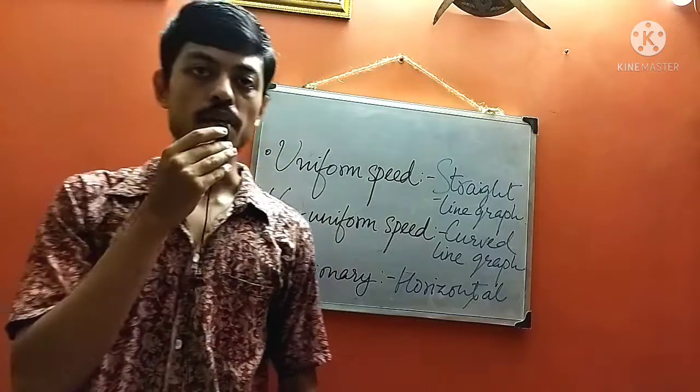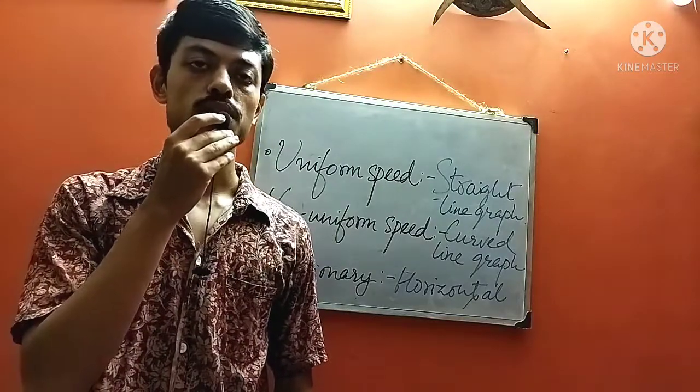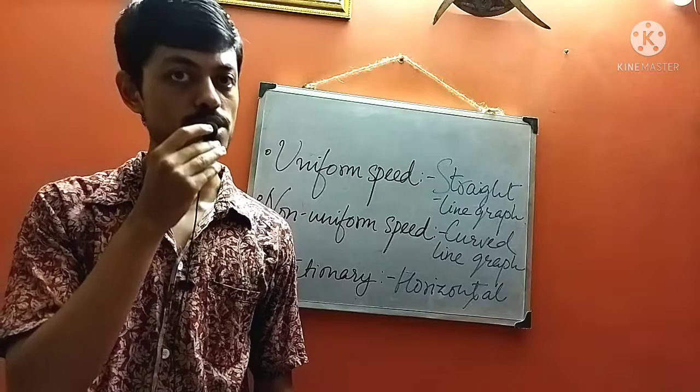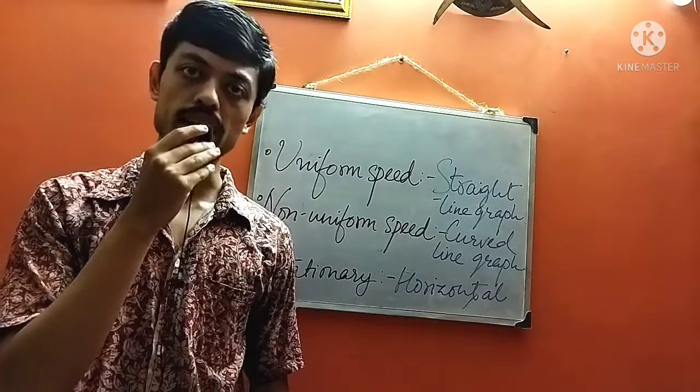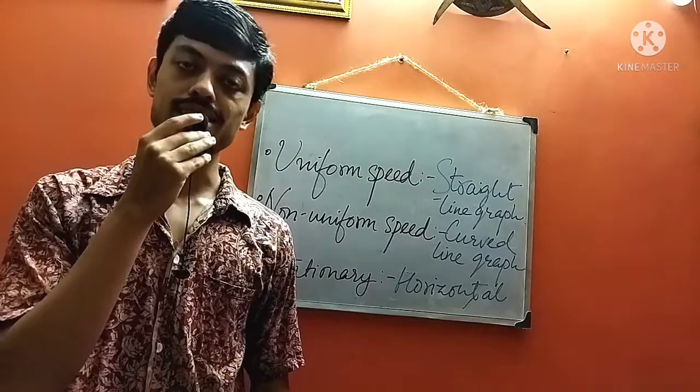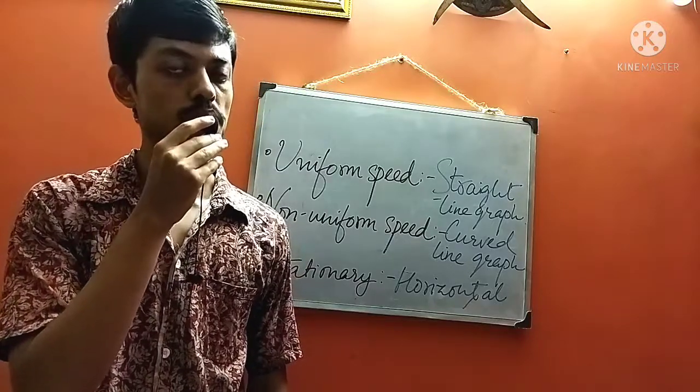From the distance time graph, we can know the following things. First is the relationship between distance and time. Second, the distance, and third, the speed.